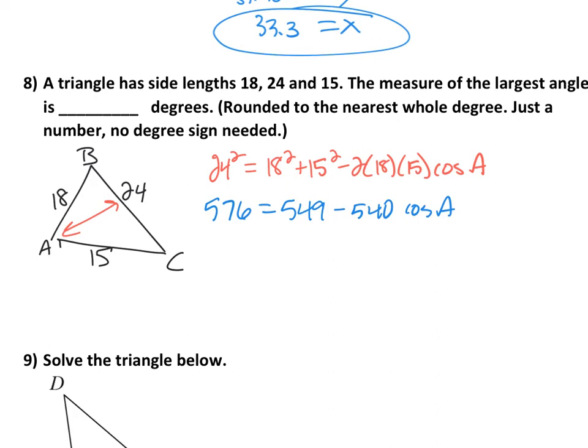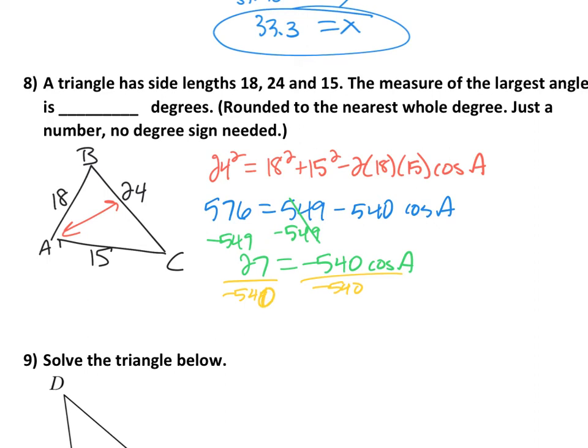So to solve this, we're going to subtract 549 on both sides. Okay, so we can do 576 minus 549 because we want to cancel it out on this side. Don't forget there's a negative 540 still over there. Okay, and that's going to be 27. So 27 equals negative 540 cosine A, divide by negative 540, divide by negative 540.